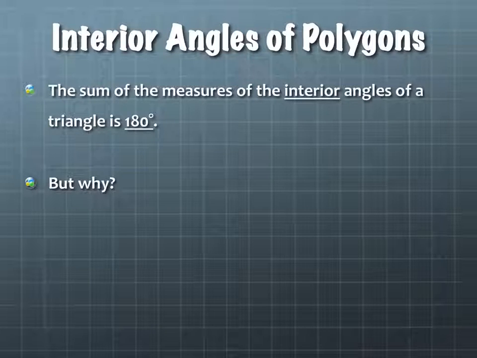Just label them somehow, okay? So inside of each of the corners, the vertices, there should be an angle or a letter or a number marking it. Okay? After you have marked them, you're going to tear your triangle into 3 pieces. Each of your angles is going to be one of the pieces.